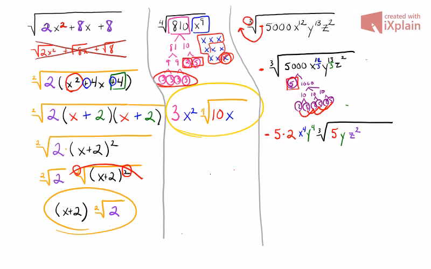To finish this out, I'm going to go ahead and combine what I can. So my negative 5 and 2, that'll give me negative 10. My x to the 4th, y to the 4th, cubed root of 5, y, z squared. And this is your final solution.